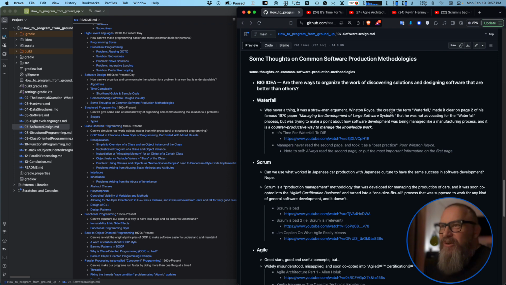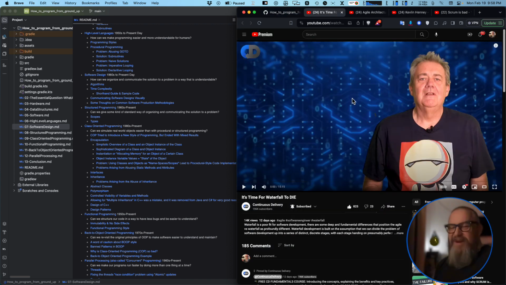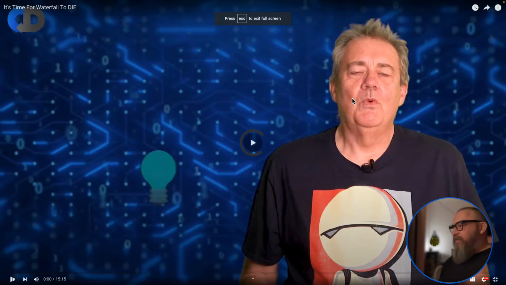Okay, this guy Winston Royce, he created the term waterfall, and on page 2, he talks about how he was not advocating for a waterfall process, but trying to make a point about how software development is being managed, like back in the '60s, or the whole time up until this paper in the 1970s, was being managed like a manufacturing process, and it was totally screwing things up. The only things that were actually getting through were the people that would skirt this process somehow. And let's listen to a little bit about this. It's going to be controversial.